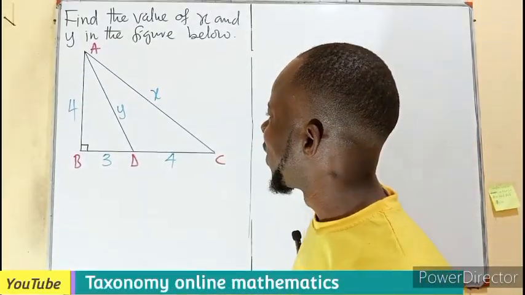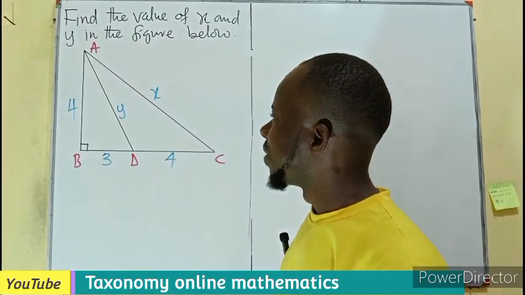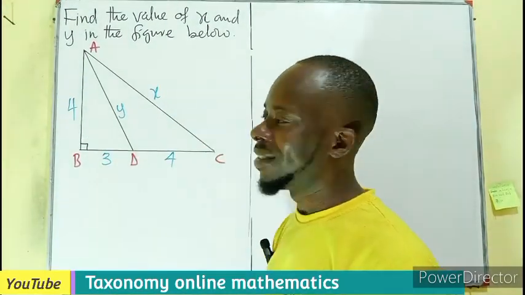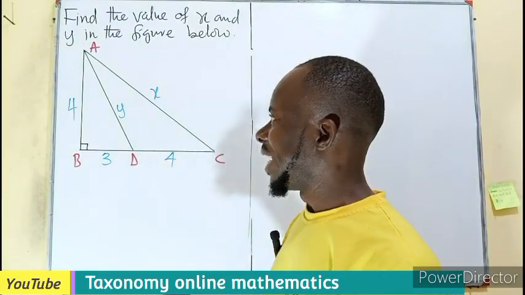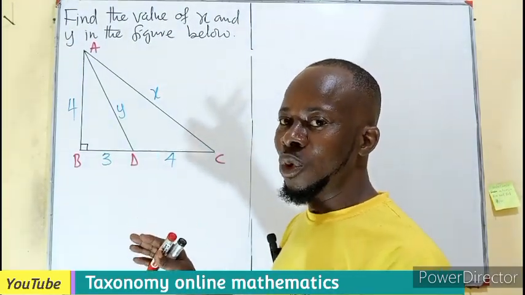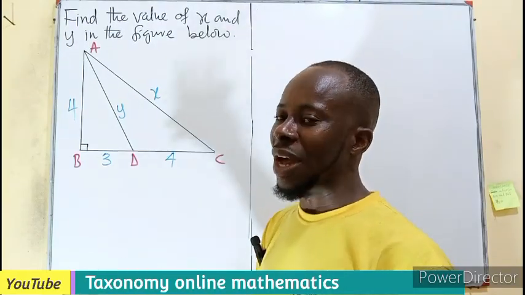Another episode on the mensuration. We want to find the value of x and y in this diagram. So looking at the diagram, you can see that these are two separate triangles, or two separate right angle triangles.